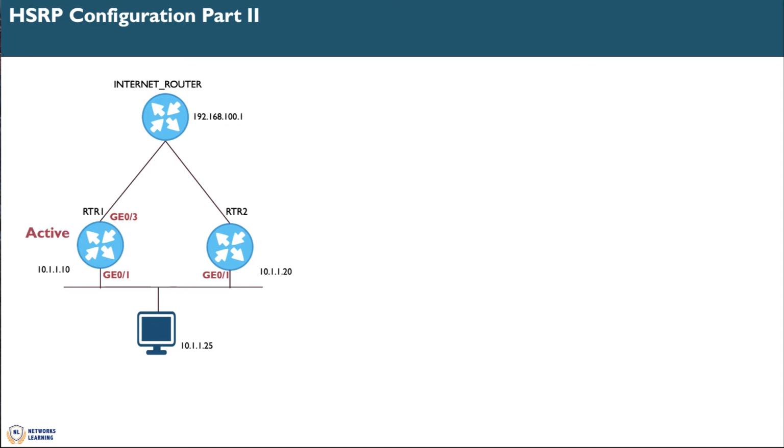Router R1 will be active. We will use HSRP priority to set the active on router 1, and router R2 or RTR2 will be the standby.